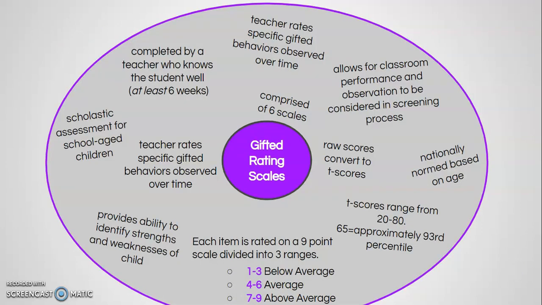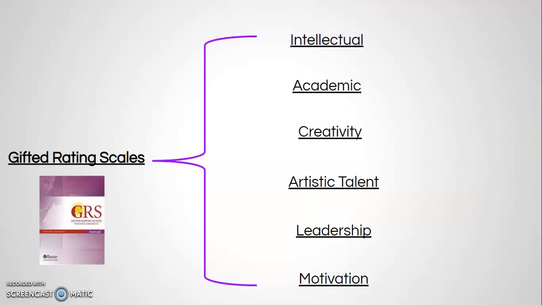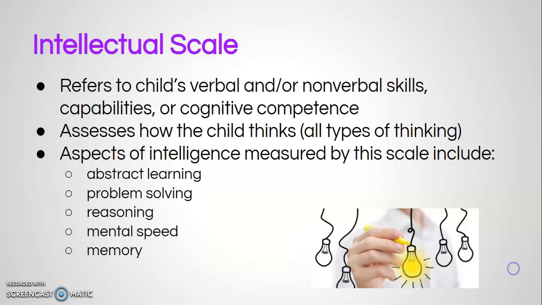Pause the video now if you'd like more time to read about gifted rating scales. You will rate each student in 6 areas: intellectual, academic, creativity, artistic talent, leadership, and motivation. I will let you read the next few slides on your own. As I move through the slides, feel free to pause if you need more time.